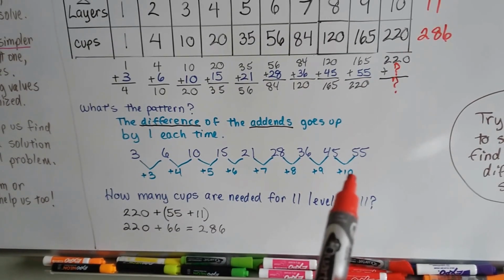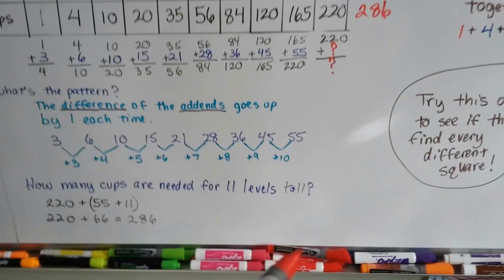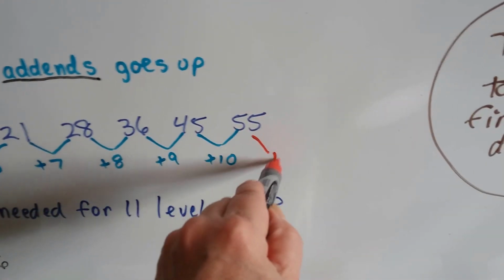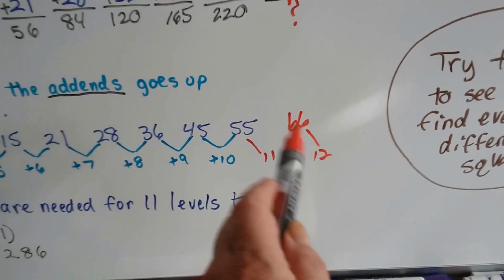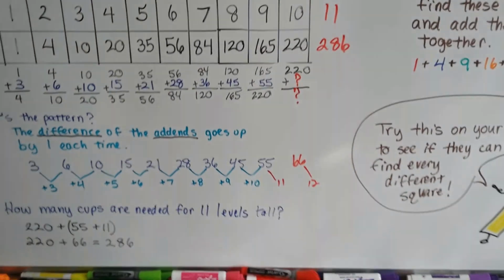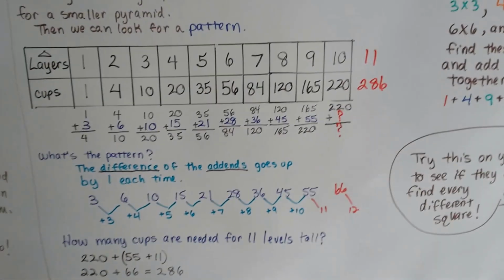We could do 12. After this 11 that we added and got 66, we could add 12, couldn't we, to 66 and find out what 12 layers would be. And we could keep on going and going, couldn't we?